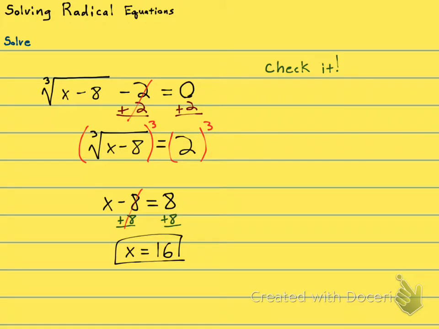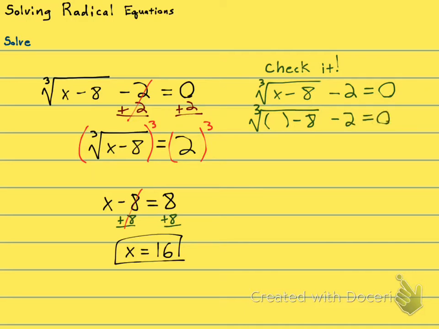So I'll start with my original equation. I had the cubed root of x minus 8 minus 2 equals 0. Okay, so let's take this 16, we'll plug it right there for the x. Cubed root of x minus 8 minus 2 equals 0. Now let's plug in 16. So 16 minus 8 under the radical, it's going to be the cubed root of 8 minus 2 equals 0.